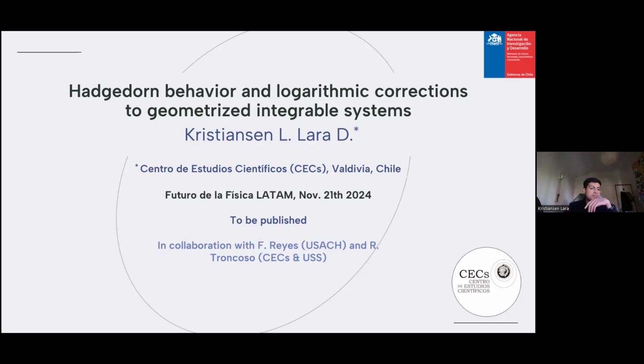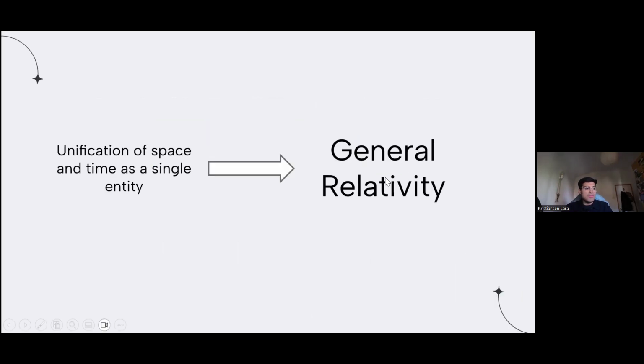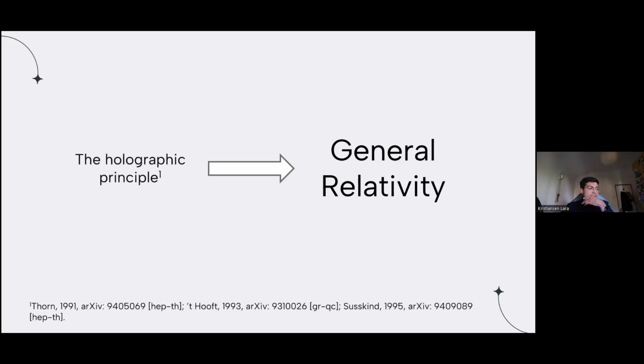In this regard, let me start from scratch, in the sense that we know that the unification of space and time as a single entity is encompassed in Einstein's theory known as general relativity. And this paradigm has evolved into what is known as the holographic principle, in the sense of 't Hooft and Susskind.